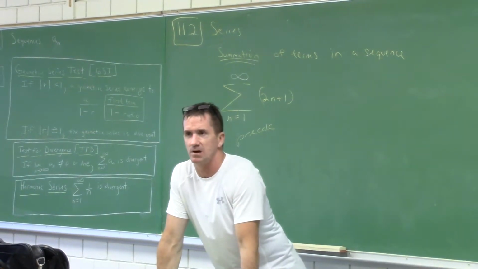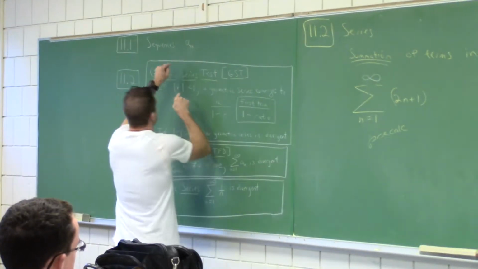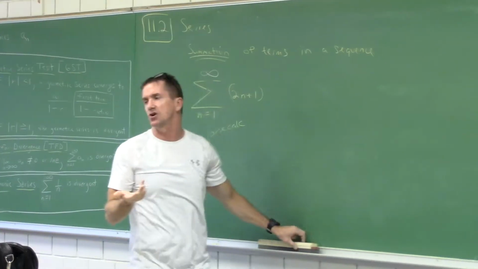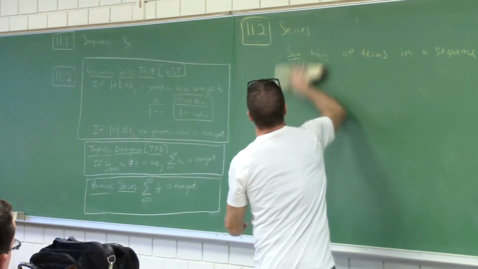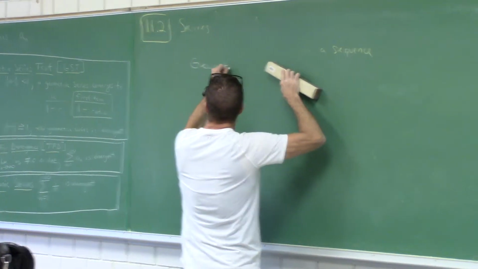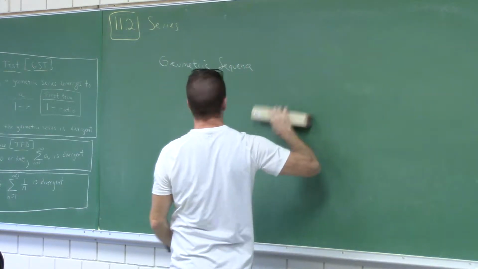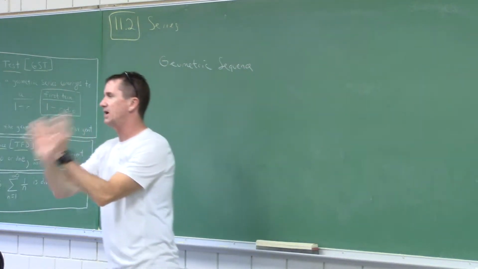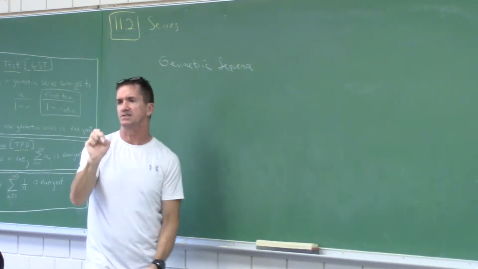Well, the first type we're going to talk about, everyone, is a geometric series. A geometric series is adding up the terms of a geometric sequence. So, what's a geometric sequence? A geometric sequence. I could have talked about this in 11.1, but I didn't feel the need. I said, why don't we talk about it right now? I'm putting the word sequence. It's a very, very special type of sequence.